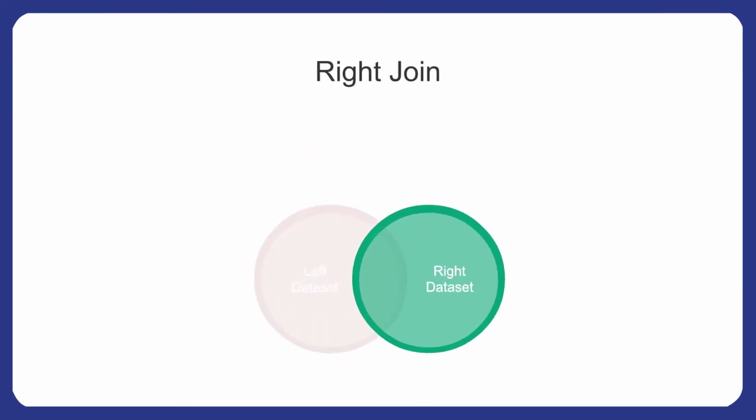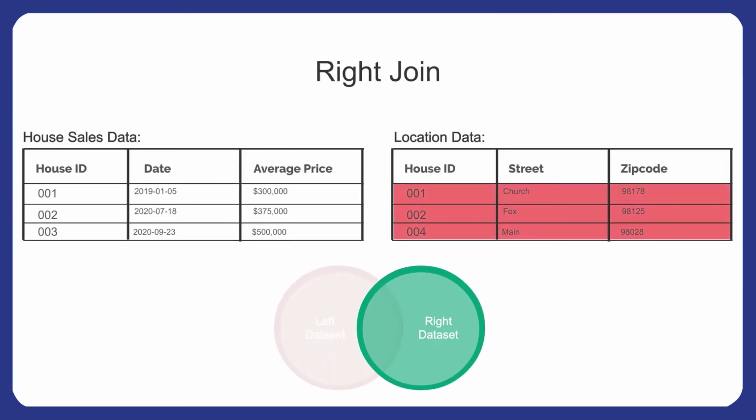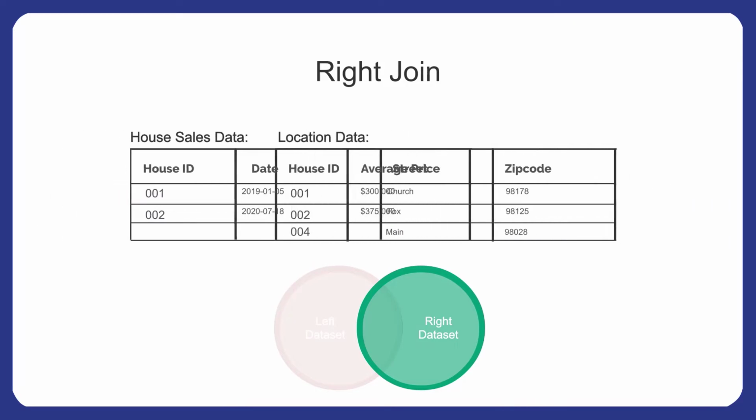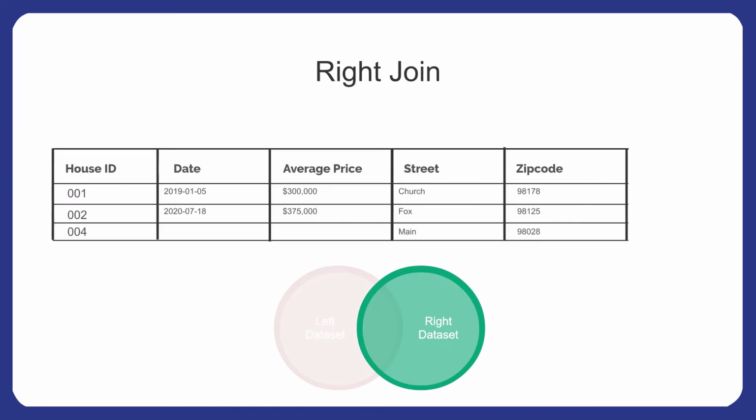Now let's look at a right join. The right join will include all the rows in the right dataset and will include the rows in the left dataset that can be matched on the house ID key. Any data in the left dataset that doesn't have a match will have null replace the blank values.